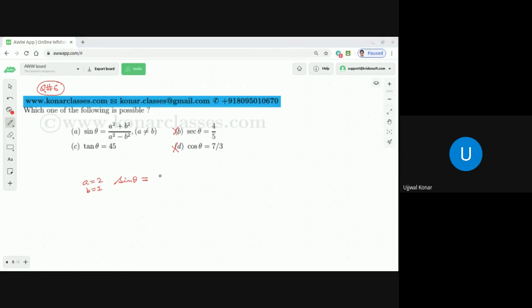So sin theta becomes what? 2 square plus 1 square divided by 2 square minus 1 square. That is equal to 5 by 3. Greater than 1, not possible. So the only option left is tan theta equal to 45 degrees. Yes. Great. Good. Appreciate.